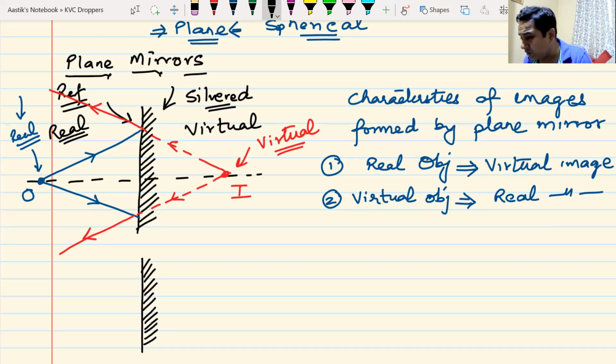You should be able to do this. I'll give you 1 minute to do this. Object should be virtual and the image should be real. You have 1 minute to show me your talents.